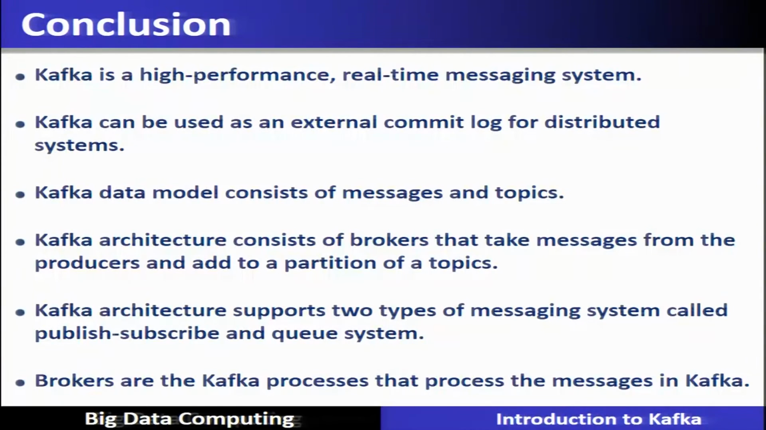Conclusion: Kafka is a high performance real time messaging system. Kafka can be used as an external commit log for distributed systems. The Kafka data model consists of messages and topics. Kafka architecture consists of brokers that take messages from producers and add them to the partition of a topic. Kafka architecture supports two types of messaging systems, called publish subscribe and queuing system, and brokers are the Kafka processes that process the messages in Kafka.